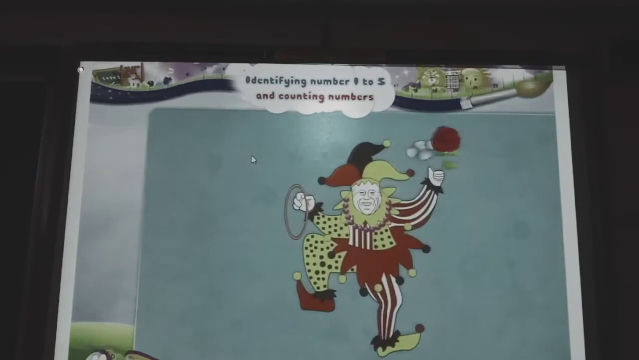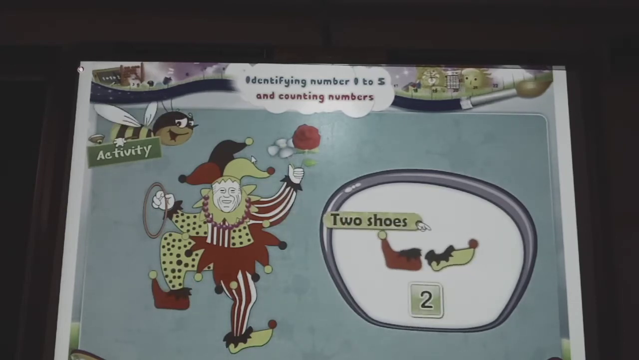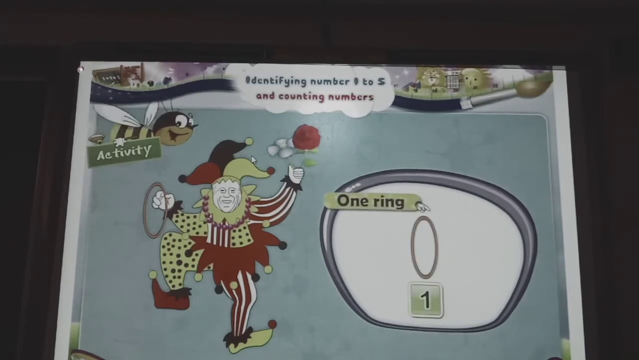We also know how the numbers 1 and 2 look like. Now let us do something exciting. Let us count the pictures and tell the number. There are 2 shoes. There is 1 ring. There is 1 joker cat.